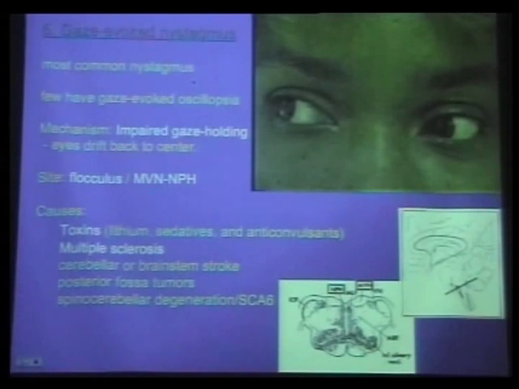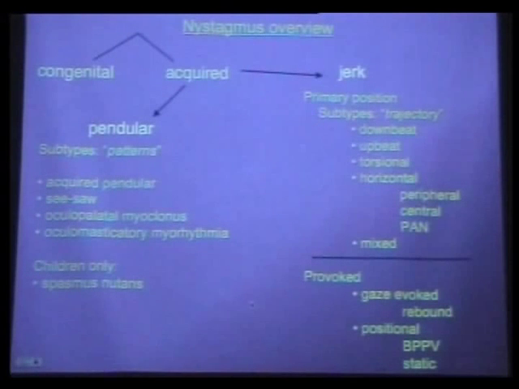Gaze-evoked nystagmus is the most common nystagmus you'll see. This is due to damage to the flocculus and the circuit that involves the medial vestibular nucleus and the nucleus prepositus hypoglossi. Most often you're going to see this with toxins like lithium, sedatives, and anticonvulsants. It's common in MS, which is what this woman has, and cerebellar lesions of other etiologies can also do this as well. It's also found in some of the spinocerebellar degenerations, such as SCA6. So again, just to show you this again, I'm sure you've all seen this.